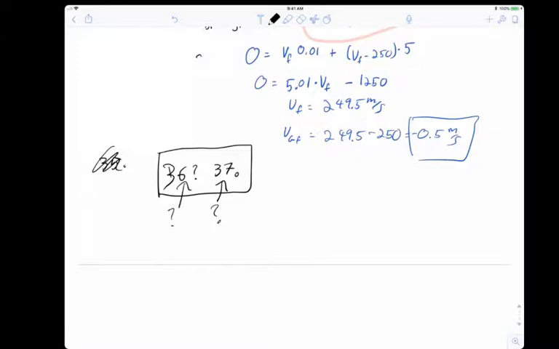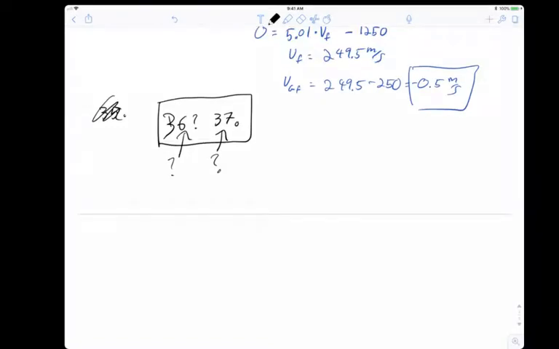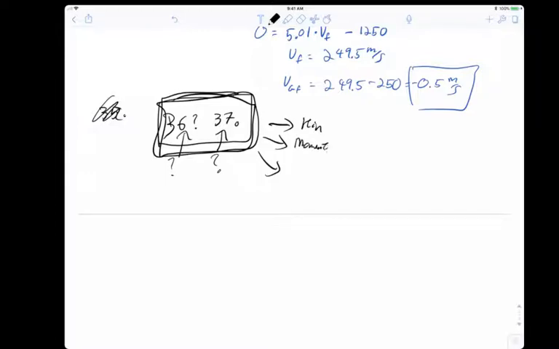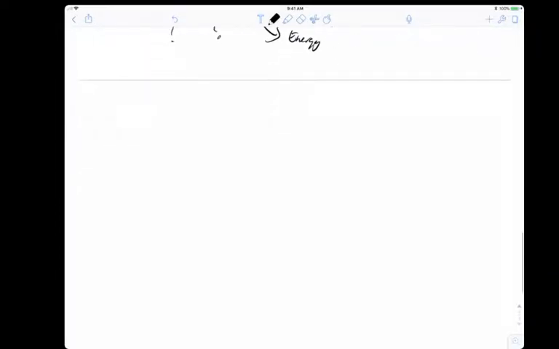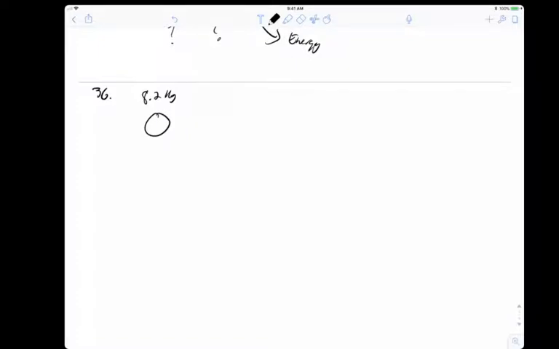Let's do both. There's something fun here. These questions are interesting because they relate all of the different topics: kinematics, momentum, and energy together. So let's do one. They're fun. Okay, so 36. An 8.2 kilogram object is sliding across the ice at 2.34 meters per second. It explodes.